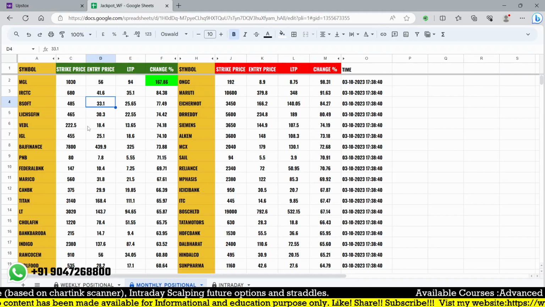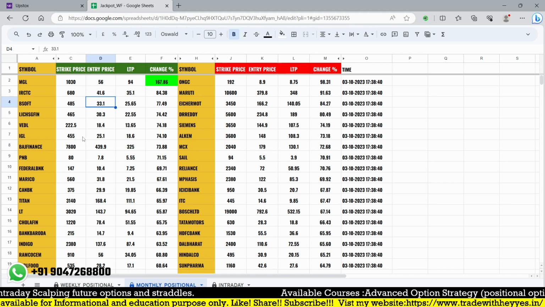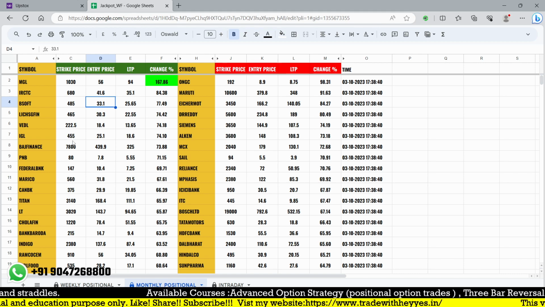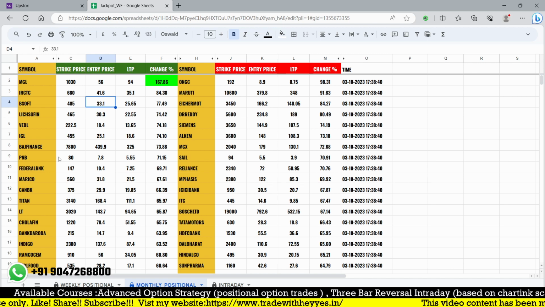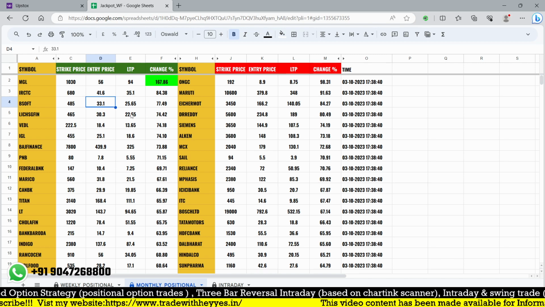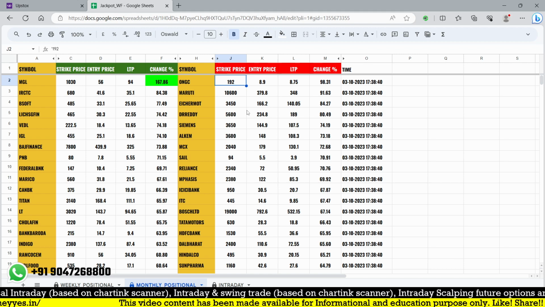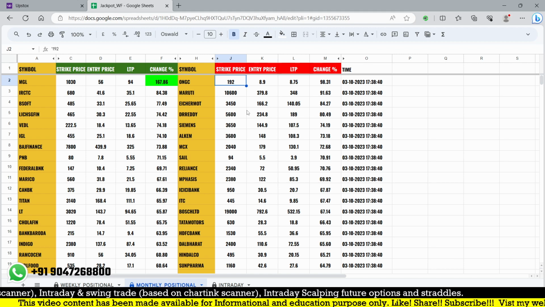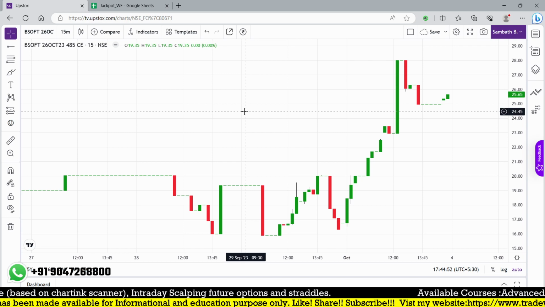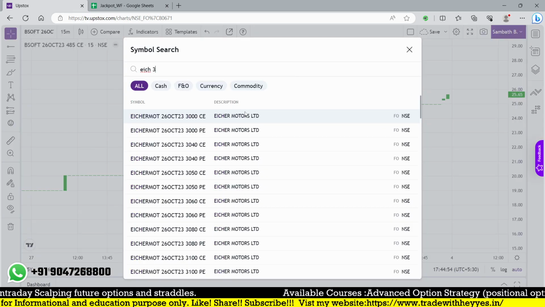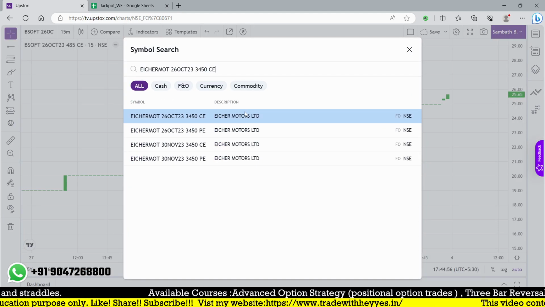I think one more stock triggers our entry point, maybe that stock we have seen in intraday. Okay, so in monthly we don't have more stocks. ONGC triggers our entry point, and Maruti is nearing, and Eicher Motors. Yeah, let me go for the Eicher Motors 3450 put option.